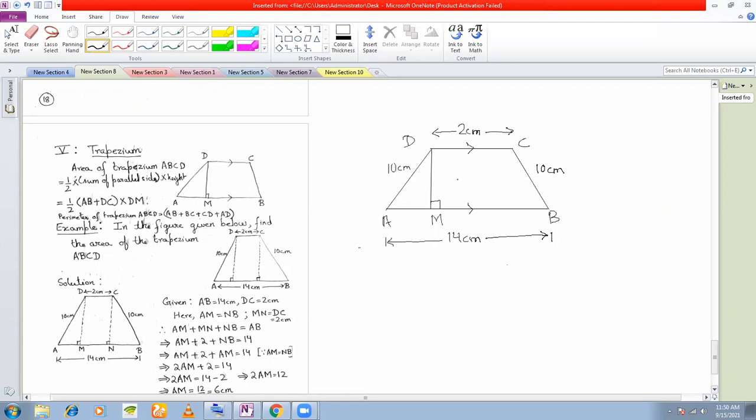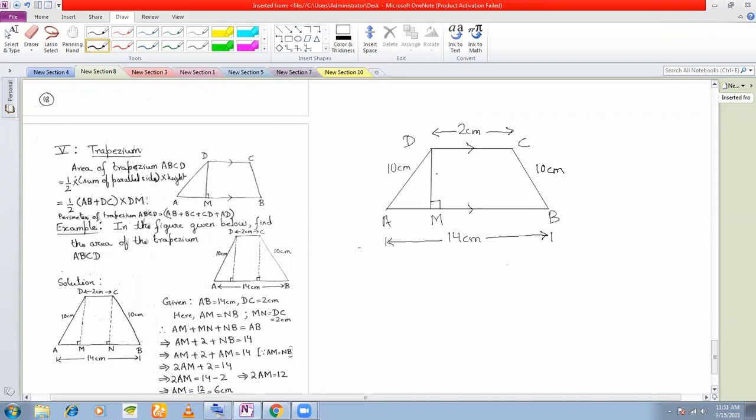Okay, first of all, in order to find out the area of trapezium, what do you need? You need the sum of the length of the parallel sides, right? So what are the parallel sides? Do you know the length of the parallel sides? Yes, you know. One is 14 centimeter, the other is 2 centimeter. You know the sum of the length, 14 plus 2, 16. So that is okay. What you don't know is the height.